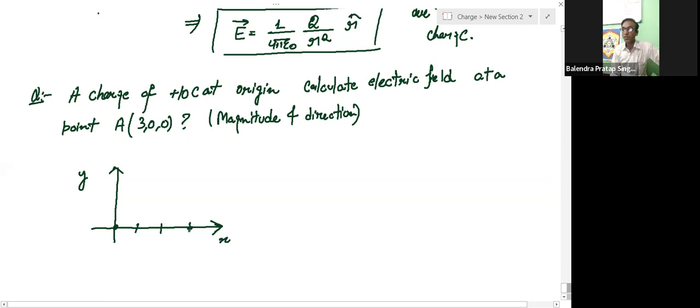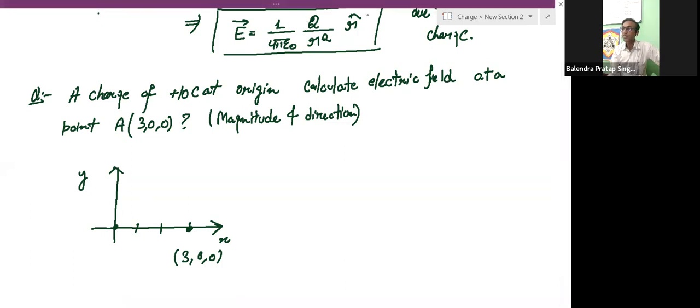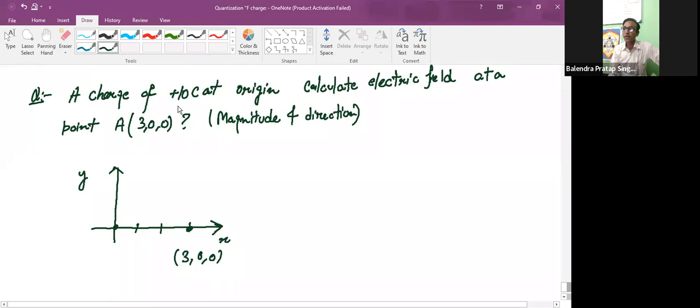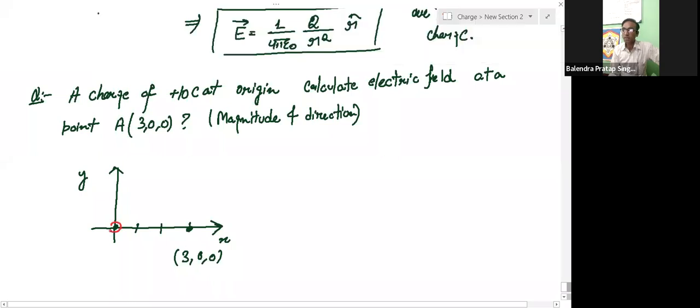Okay, this is our point (3, 0, 0). You have to find the electric field at this point. Here is your source charge, which is 10 Coulomb. At this point, you have to find the value of the electric field. What will be the electric field at this point?